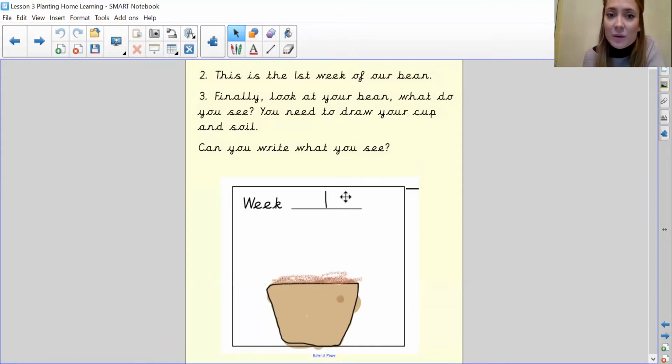So you're going to put week 1, and not a lot has happened because it's not had a chance to grow yet. So what you'll do is draw your cup and the soil in the top, because that's all we can see at the minute. We can't see what's happened. So I want you to see if you can draw week 1, but remember to keep this piece of paper safe, because we're going to keep observing, which means looking, to see what happens over the next few weeks.